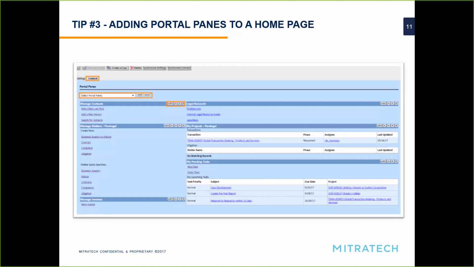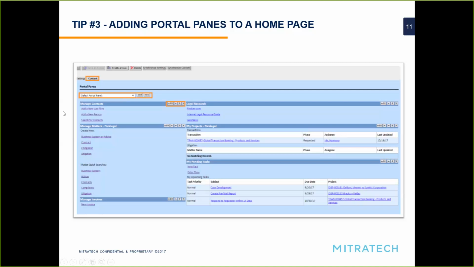When you have created your portal panes, it's time to go in and update the home page. The first thing you're going to do is go into your setup, go to home pages, and select the home page that you want to add portal panes to. Then you're going to go into the Content tab, and using the drop-down list, which contains all of the portal panes that have been created, you can just add them in.